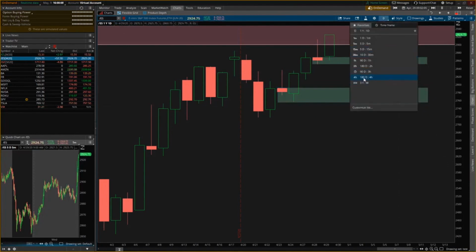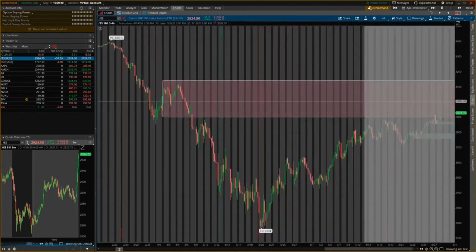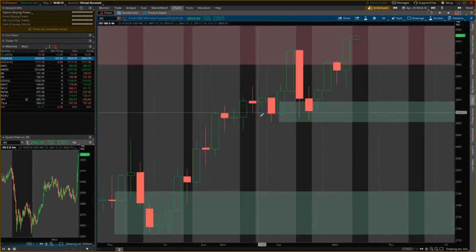Now I've got dailies out of the way, I'm going to go to 4 hour. First, I'm going to look at 4 hour demand. I don't really see anything in the close approximate area. I do see 4 hour demand right here where my cursor's at.